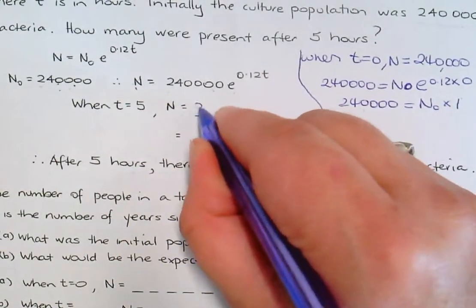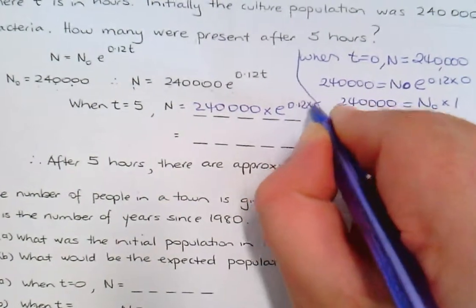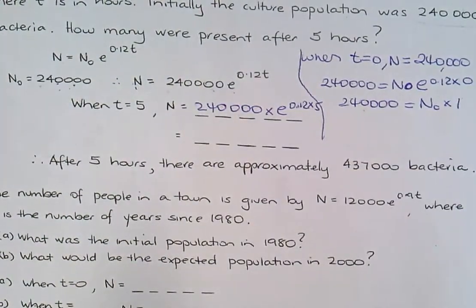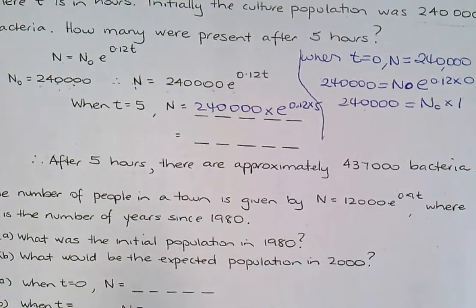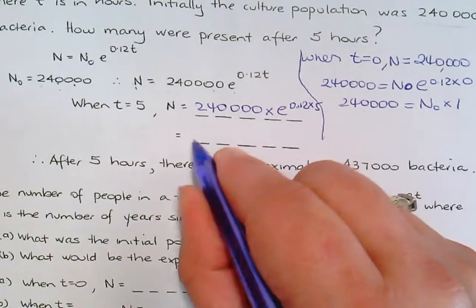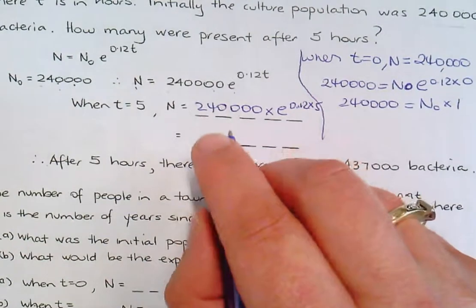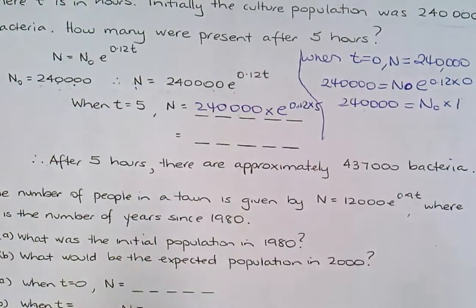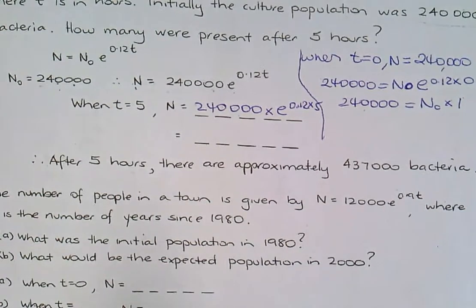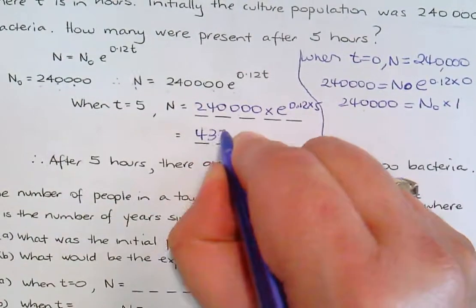When t is 5, n is 240,000 times e to the 0.12 times 5. 0.12 times 5 I think is 0.6. But just go e bracket 0.12 times 5, or work it out and then do it as one value. You can put 0.6. I'm just saying don't mess it up, make sure you get it right with your decimal places. What do we get? Hopefully you get this number. Have you done it on your calculator?